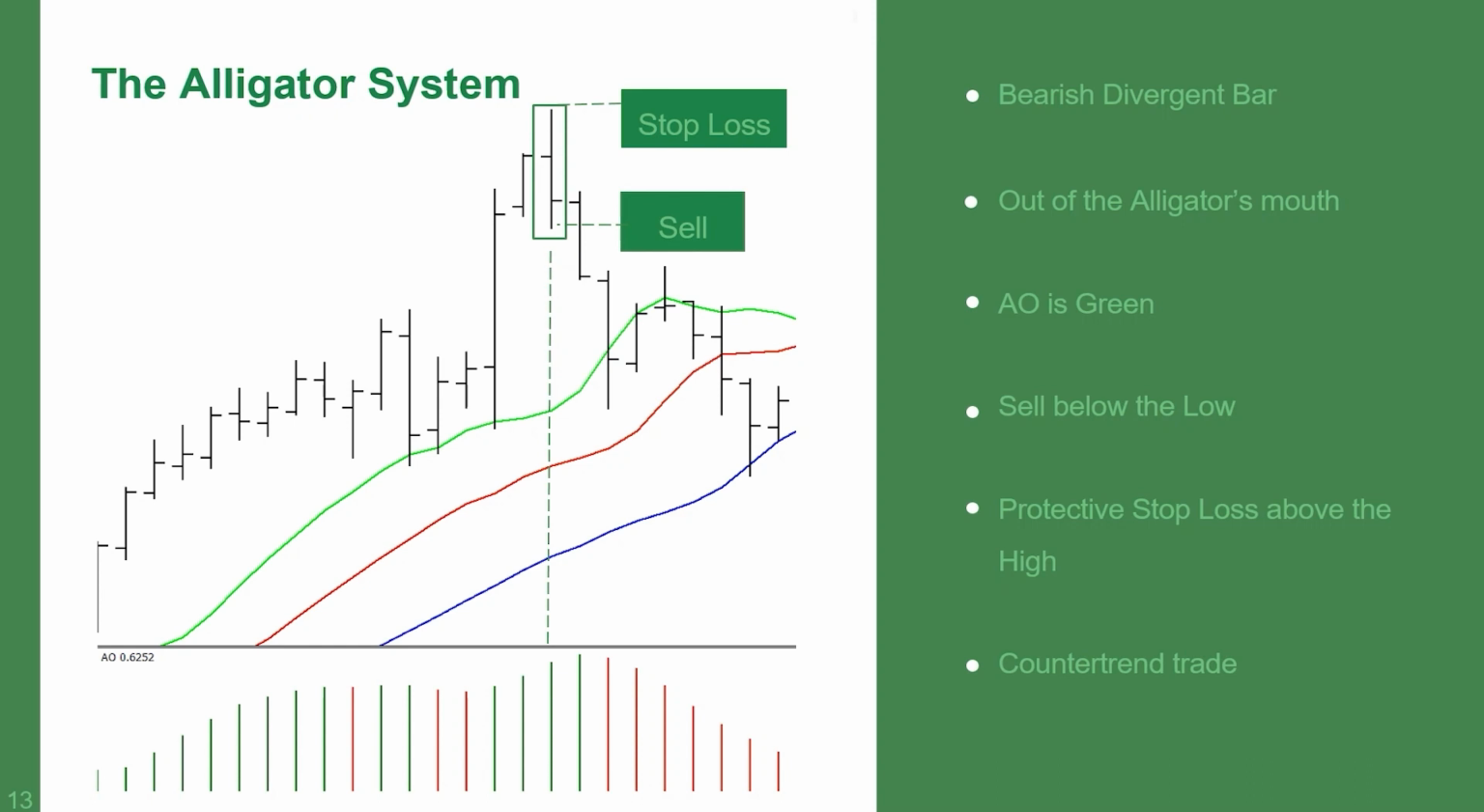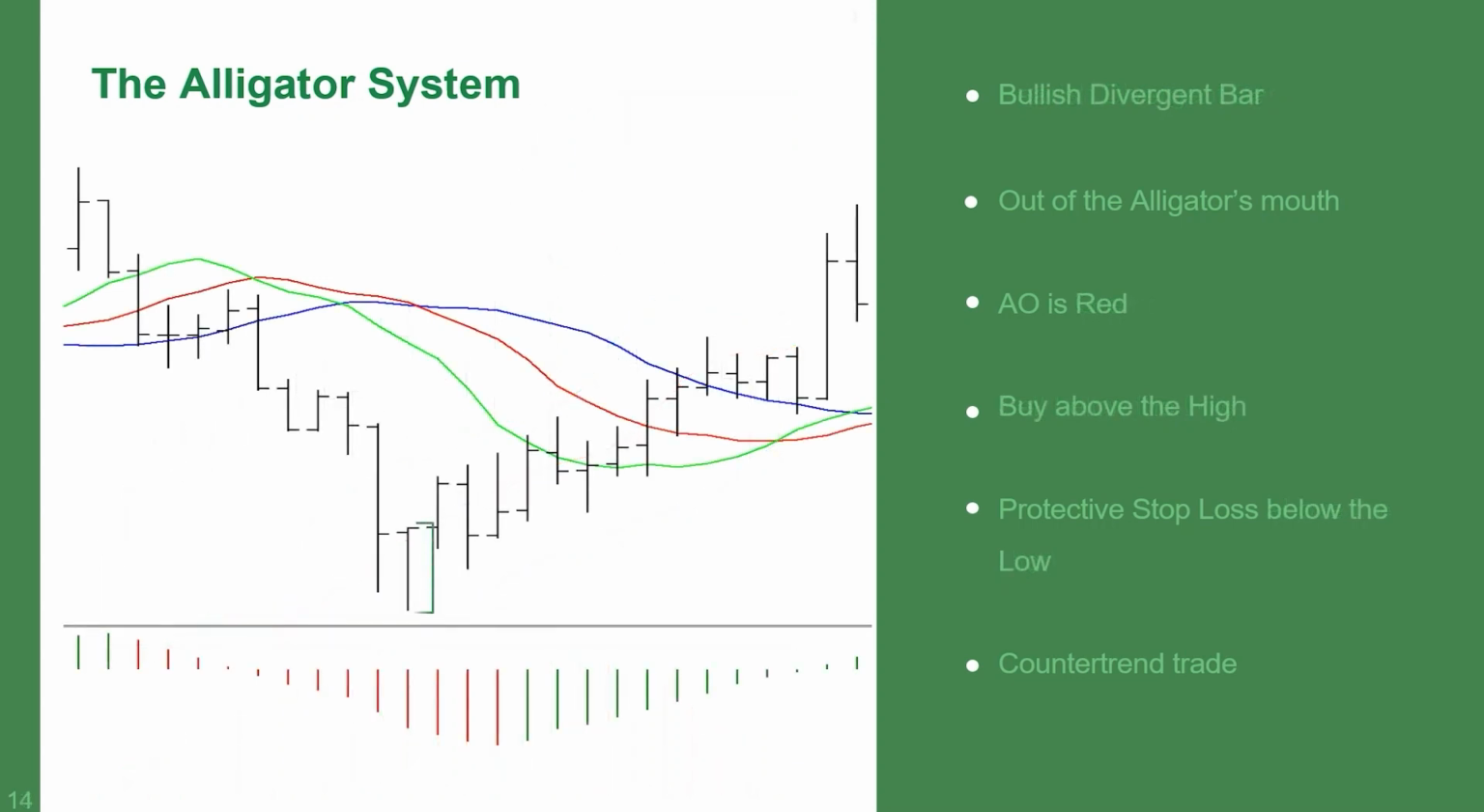Good. It's a counter trend trade. So we sell while being in an uptrend. Why? Because we believe that the uptrend has been exhausted. The risk is low. It's the difference between the sell and the stop loss.